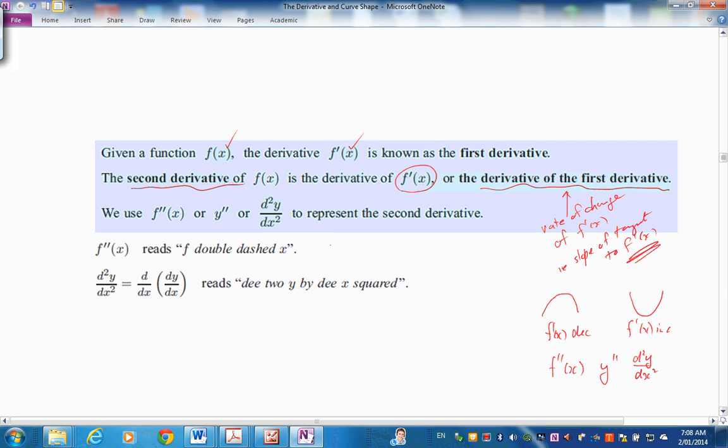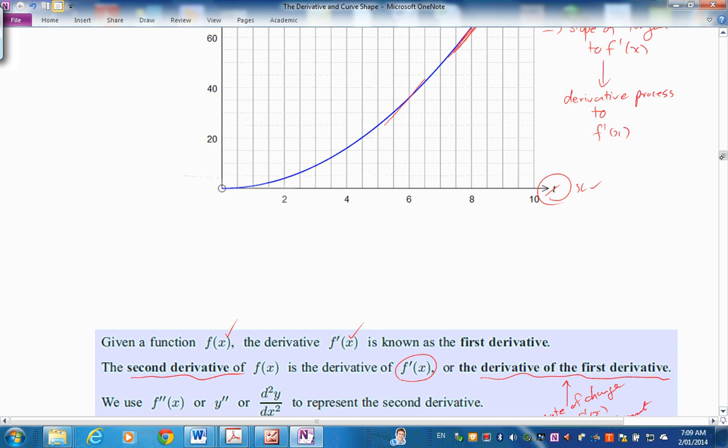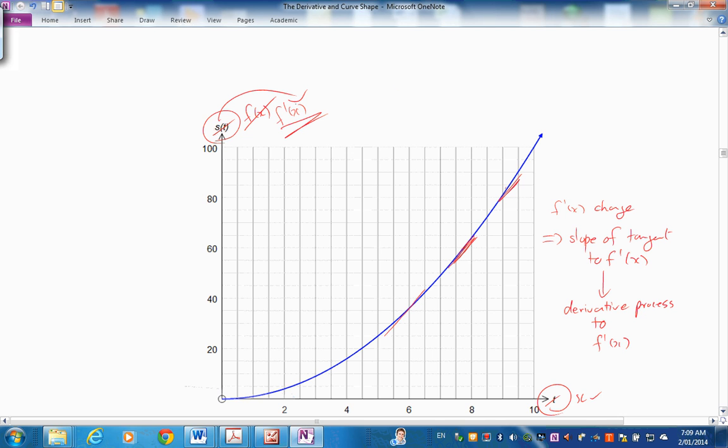So here we are, let's come over here. f double dash x, and here d2y by dx squared for that other notation, or y double dash, f double dash. Do you get the idea? This process is unstoppable. If we want to find the rate of change of any function, we can go back up here. Look, we can do anything there.